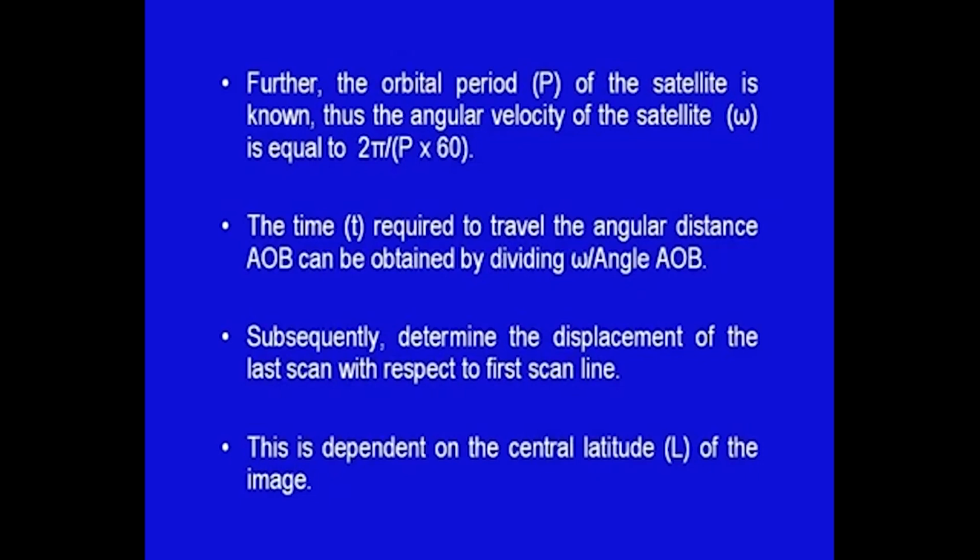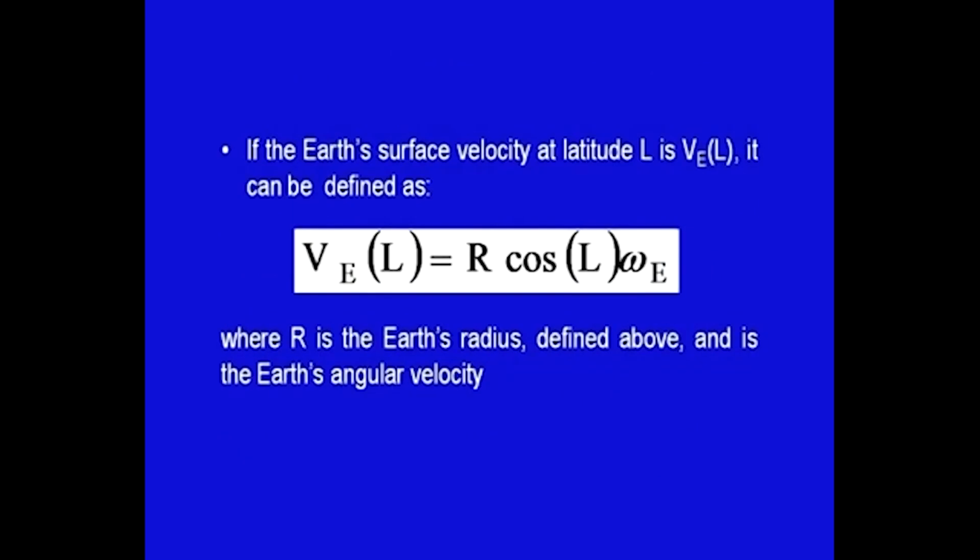Subsequently, we can determine the displacement of the last scan with respect to the first scan line. This is dependent on the central latitude L of the image. If the Earth's velocity at latitude L is given by v e L, it can be defined as being equal to r cos L times omega e, where r is the Earth's radius defined above and omega e is the Earth's angular velocity.